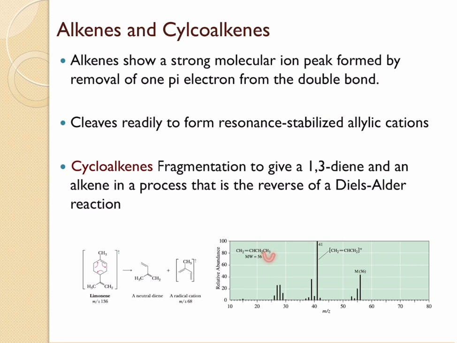And this is due to the formation of a resonance stabilized allylic cation. For example, if this methyl group is lost, then it's going to result in the formation of the allylic carbocation. And we know that allylic carbocations are resonance stabilized. When it comes to cycloalkenes, the fragmentation is going to give us a 1,3-diene and an alkene. And this process is basically the reversal of the Diels-Alder reaction. So here is our 1,3-dienyl cation, radical cation. This is a radical cation.